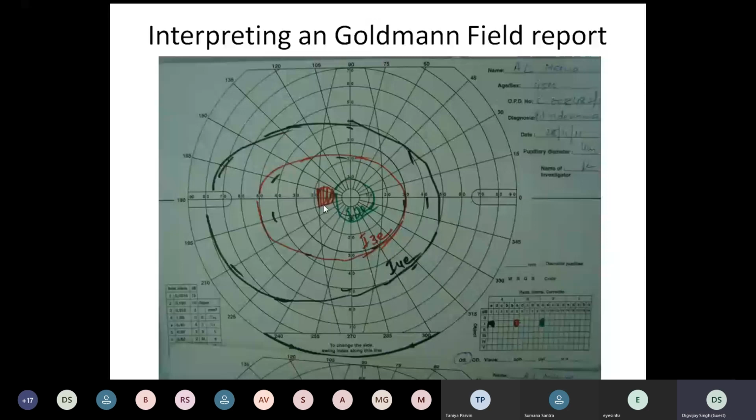And this red spot here is the blind spot that has been charted. And the bigger the Roman numeral, the bigger the size of the stimulus, the higher the alphabet, the finer the stimulus. So that's how we actually interpret this. So a 1/1e would be the smallest, and a 5/4e would be the biggest stimulus.